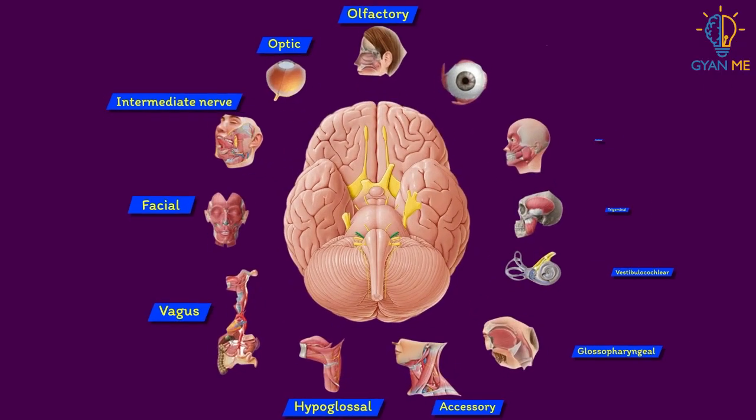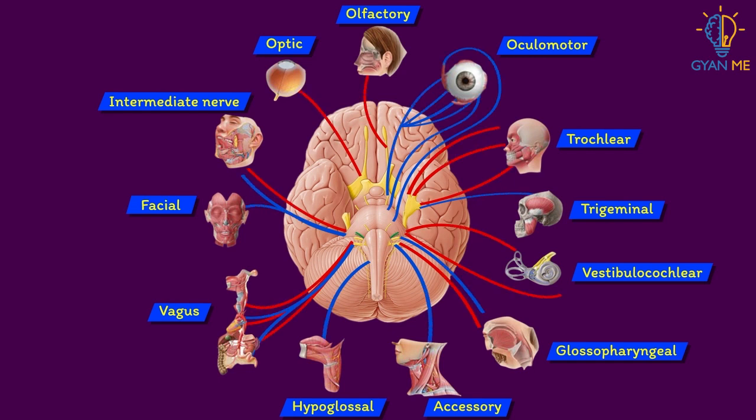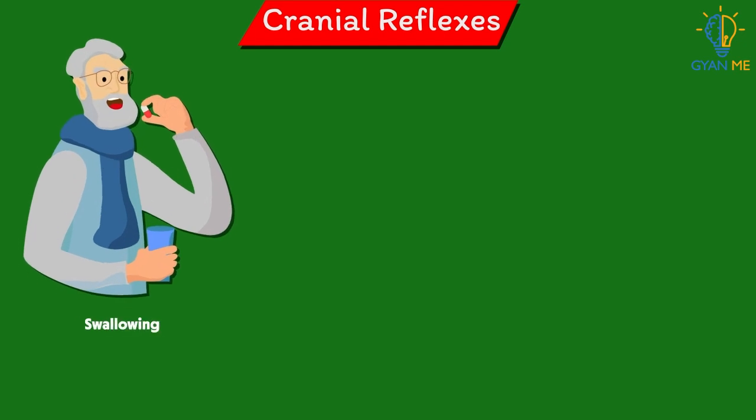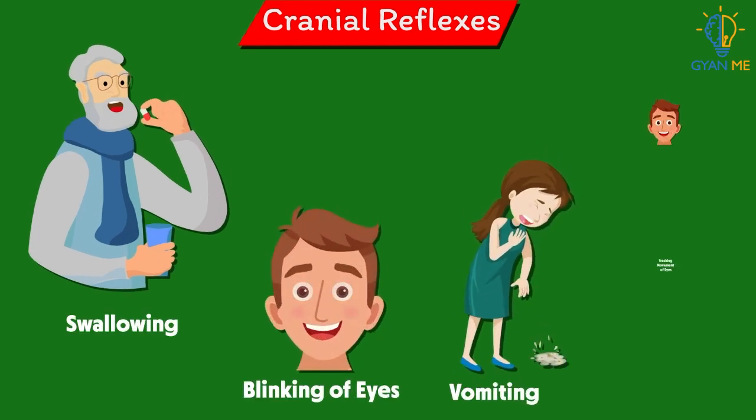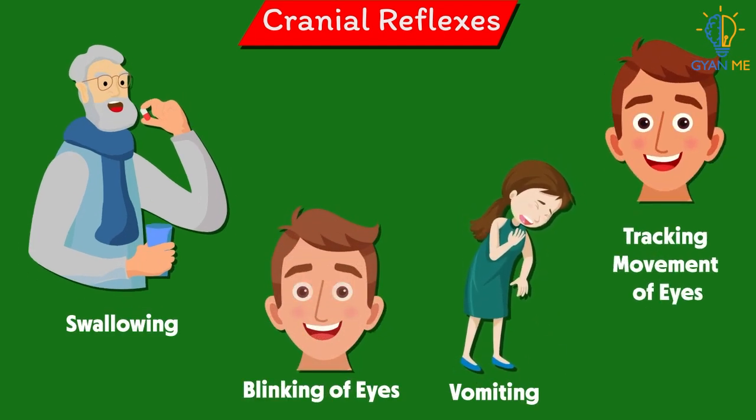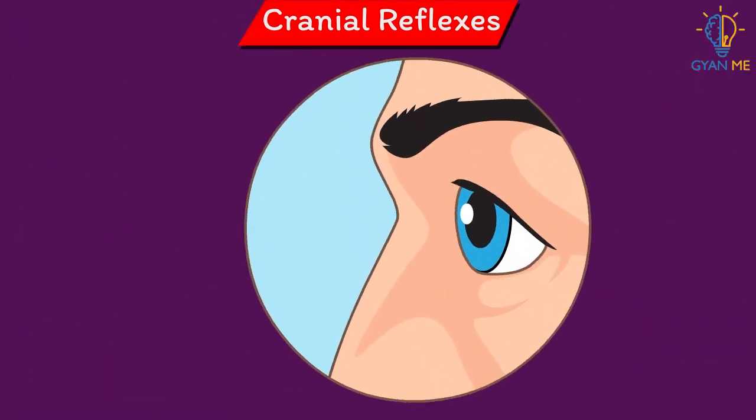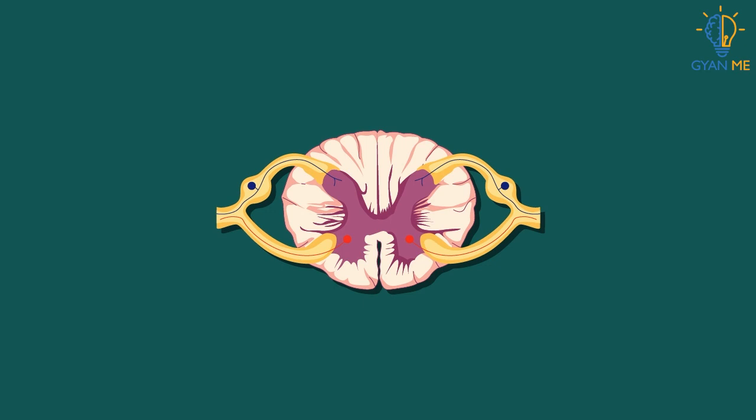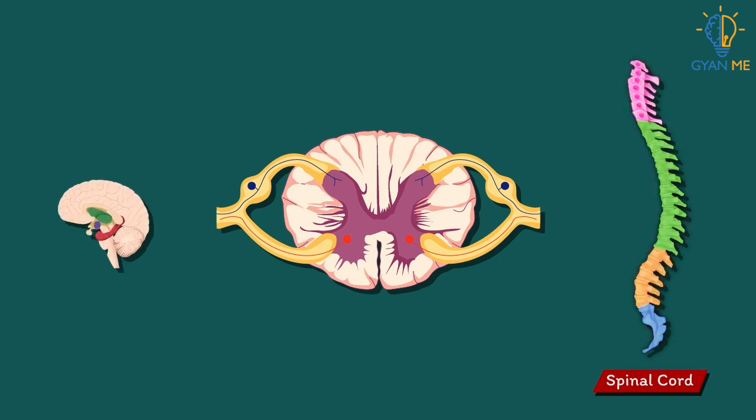When a signal transmission involves the cranial nerves and their integration takes place in the brain stem, these reflexes are called cranial reflexes. Examples of cranial reflexes are swallowing, blinking, and vomiting, and the tracking movement of eyes while reading a sentence. The dilation and contraction of the pupils in response to the different levels of light is also a cranial reflex.